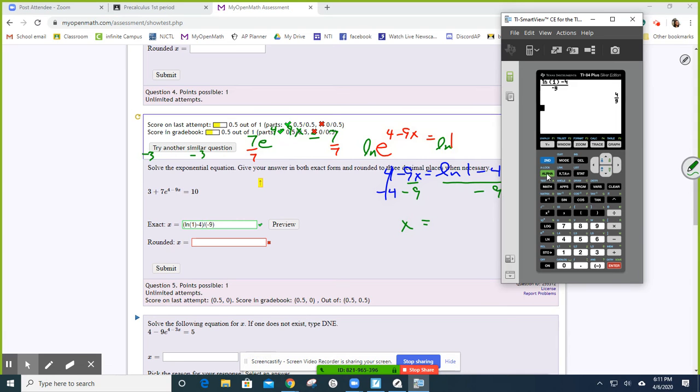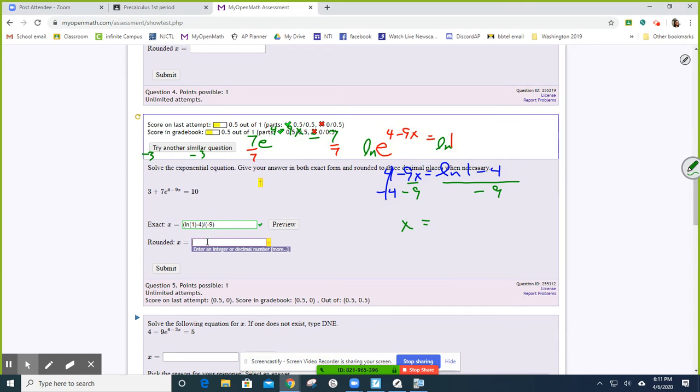So I've got to change this to decimal. And I always forget how to do this. I think it's number 4. So I'm going to come over here, and I'm going to put 0.444. And there you go.